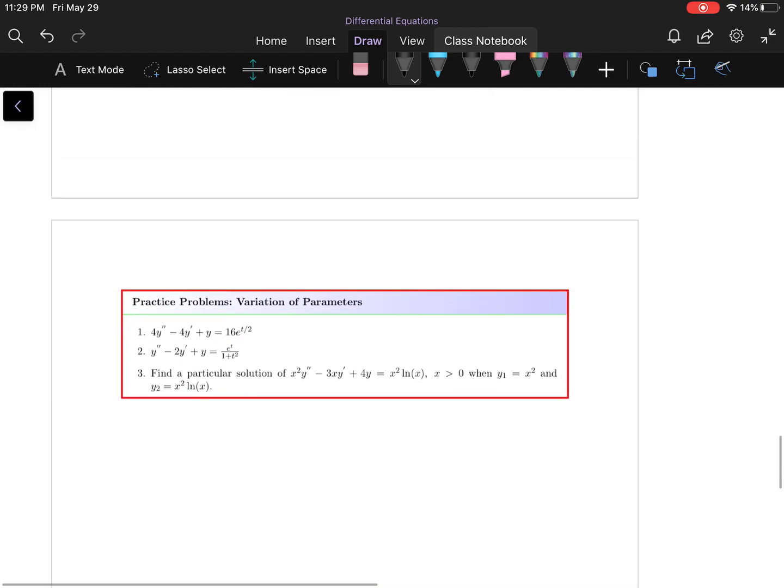As always, I leave a few practice problems for you to do on your own. Feel free to contact me if you have questions about them or want to check your answers. And that is the variation of parameters method.